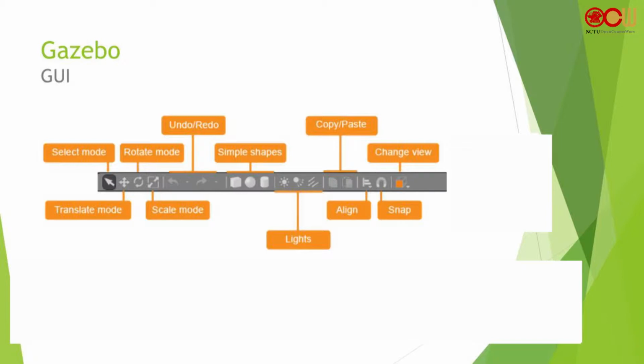And simple shapes is some simple shapes models in Gazebo. You can use it to build your own models, like maybe use one cube, or maybe with something you want to do, yeah. And also the lights. And here is some copy paste and align change view. You can try to use it later.